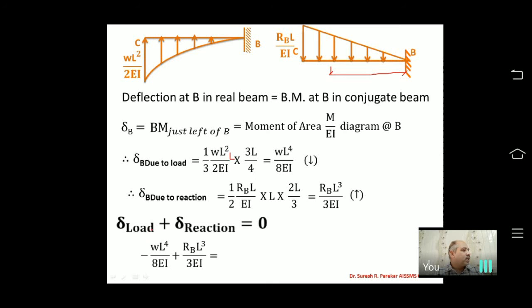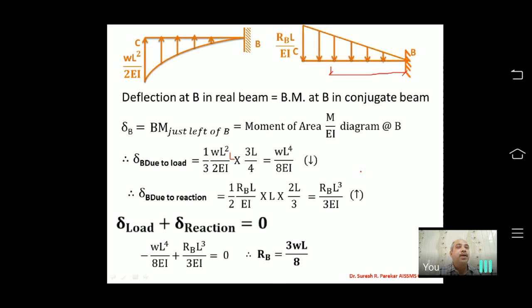Why minus? Because the bending moment due to this is clockwise, and we know clockwise means downward direction, and the bending moment due to this is anti-clockwise. When we have anti-clockwise, that means it is in the upward direction. And then if you solve this for RB, you will get the value of RB equal to 3WL upon 8, because my total deflection is 0. And in this way I can find the reactions by superposition of one on the other.